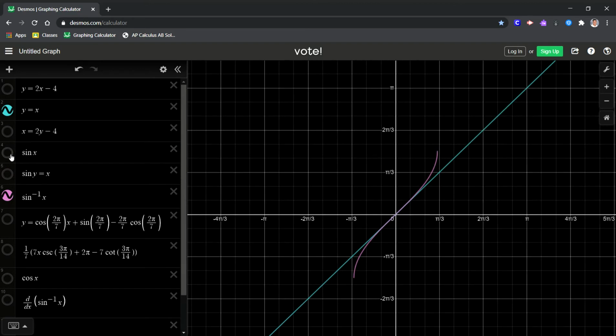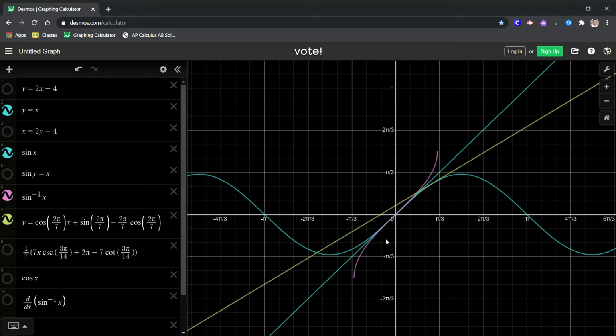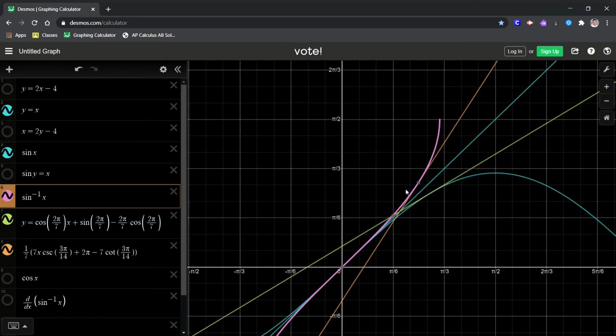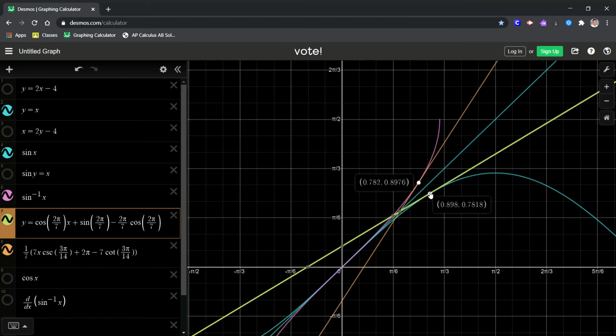To prove it is also true that the tangents can be reflected over y equals x. To prove this, let's look at this tangent right here. Now, when we find the inverse of that, it is tangent to arcsin, and the x and y values are switched.